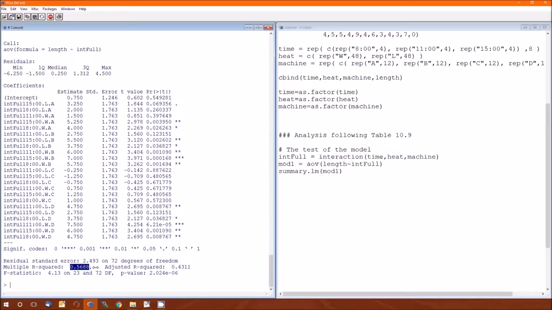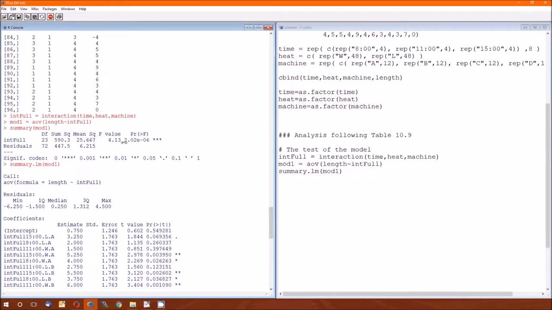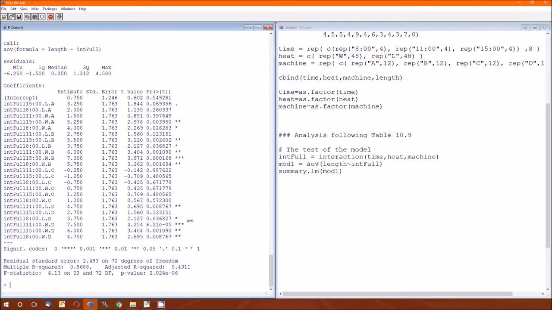0.5688. Also note that we get this p-value is exactly the same, scrolling up, as this p-value. So that summary.lm actually gives us some good information. Let's go ahead and keep that there then. Okay, so let's go to the middle part.